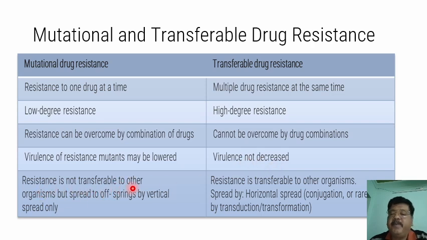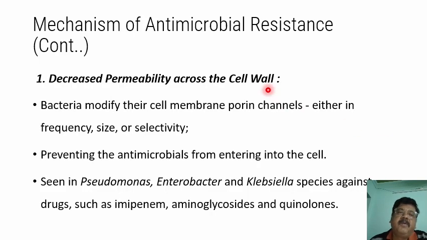Mutational resistance is not transferable; there is only vertical transmission from one generation to the next. But transferable drug resistance can be transferred to other organisms. So horizontal transfer will occur by conjugation, transduction, or transformation, but in mutational there will not be horizontal transfer. So what are the mechanisms of antimicrobial resistance?